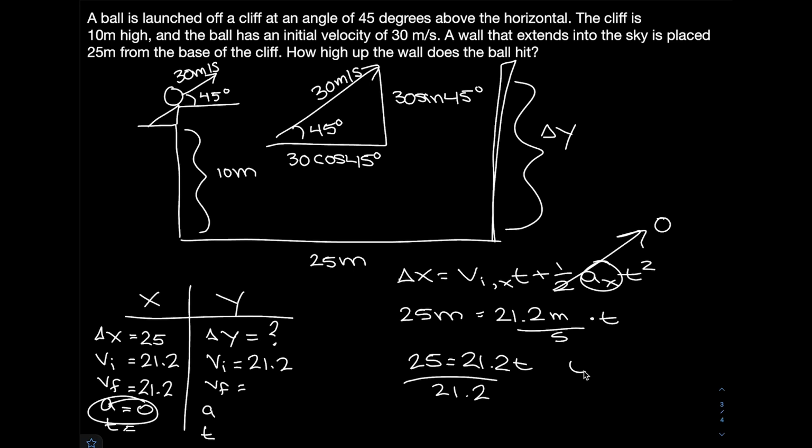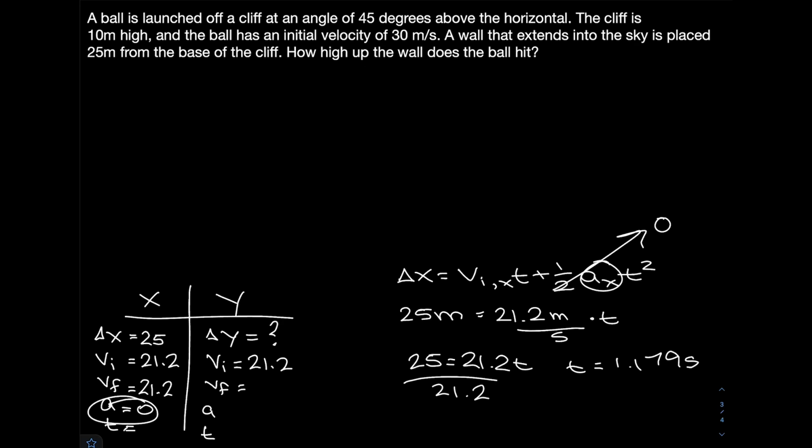and it looks like t is going to be just over 1 second. Let's go ahead and get an exact numeric answer here, and this is going to help solve for delta y in the end. So this is sort of that backtracking I was talking about. So we get the time is 1.179 seconds. And let's go ahead and clear some space up here. Okay, so now we know time is 1.179 seconds.